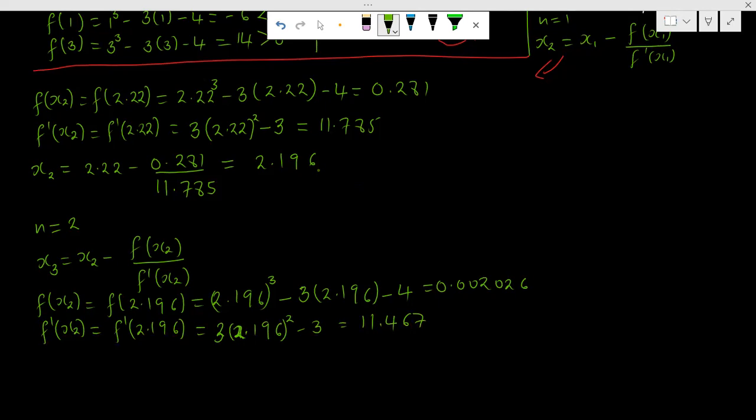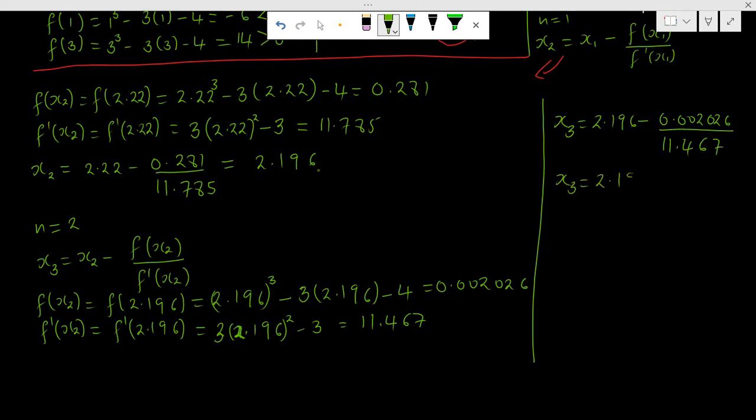Therefore, we need now to substitute into the formula so that we can obtain our x3, which is equal to 2.196 minus 0.002026, and all this over 11.467. So when you compute for x3, you'll get 2.196. And this is to 3 decimal places.